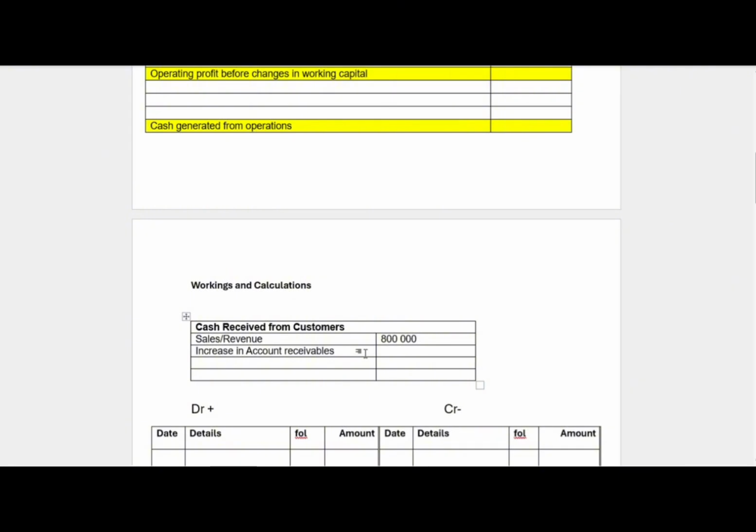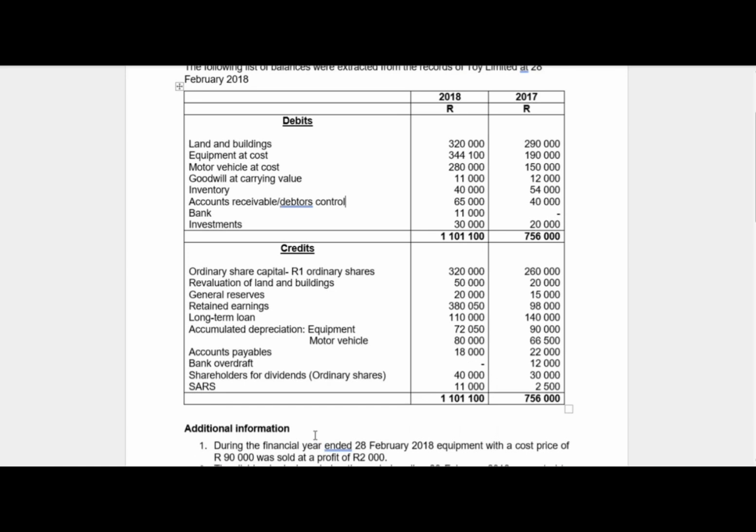Right? Or you can say increase in debtors, no problem. So now we need to do the calculation. Our increase in debtors, how much? Let's double check in the question paper. Our increase in debtors has increased from 40,000 to 65,000. So we're going to say 65,000 less 40,000. How much are we getting?